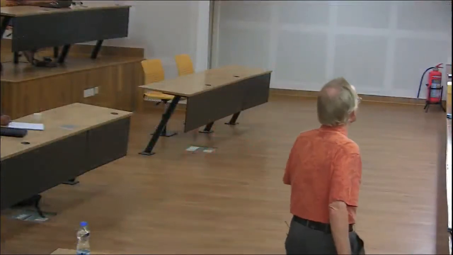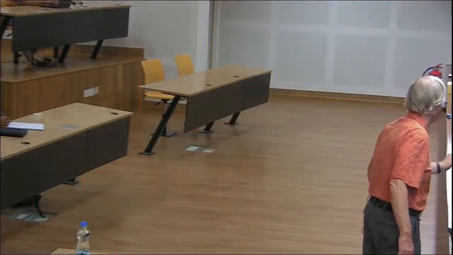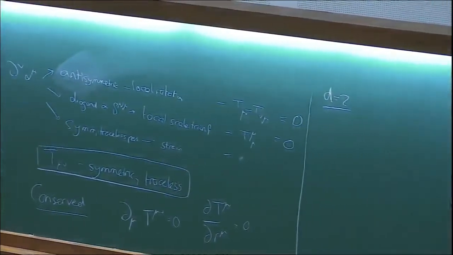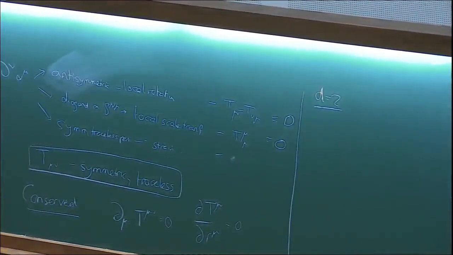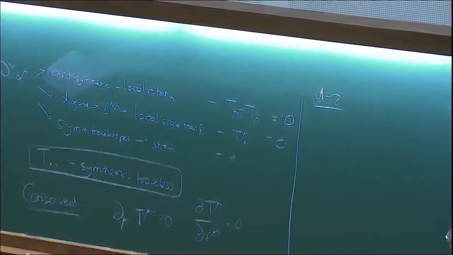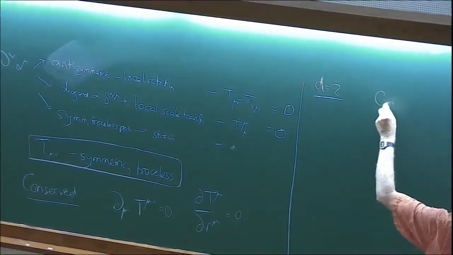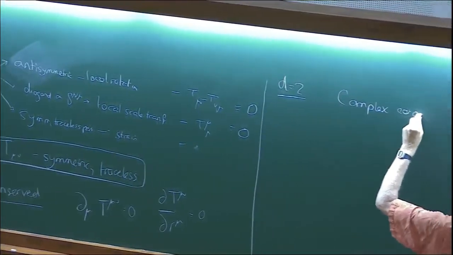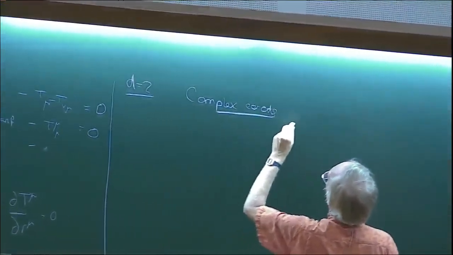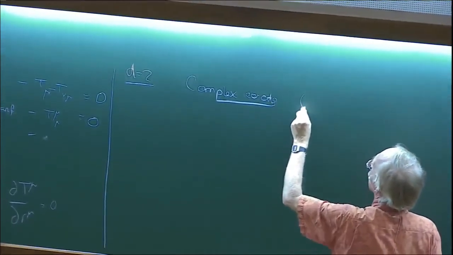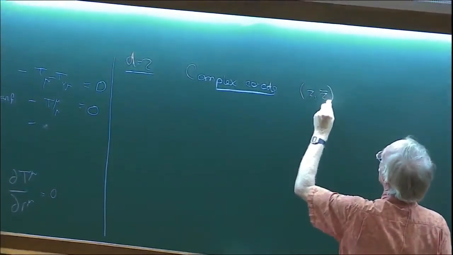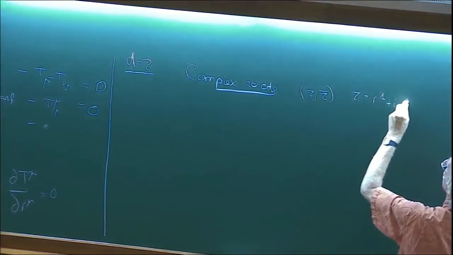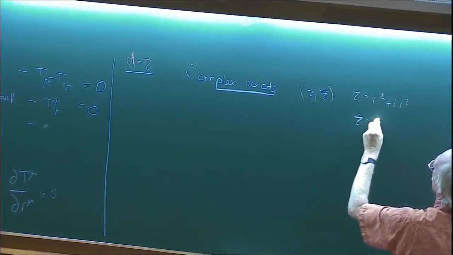Okay, so it turns out that these constraints on the stress tensor, if we're talking now about two dimensions, which I will be for the rest of this lecture, are much easier to understand in what we call complex coordinates. I remind you that these were z and z bar, where z was r1 plus i r2, and z bar was r1 minus i r2.